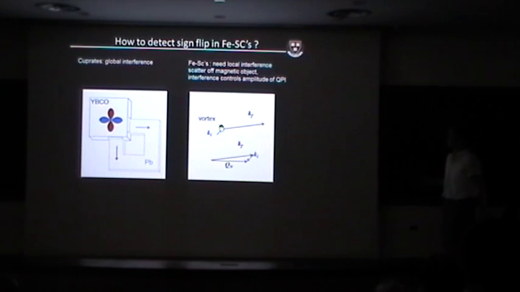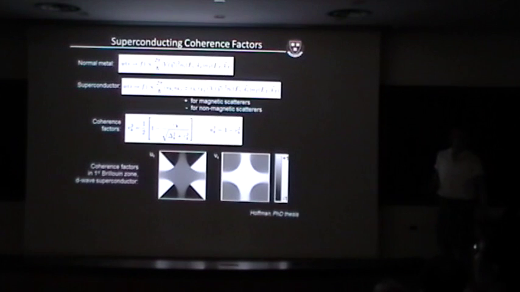So this is the perturbation. This is like a rock in the river. That's the vortex. If we look back at the normal metal power spectrum of scattering, it's proportional to the disorder, the density of initial states, and the density of final states.